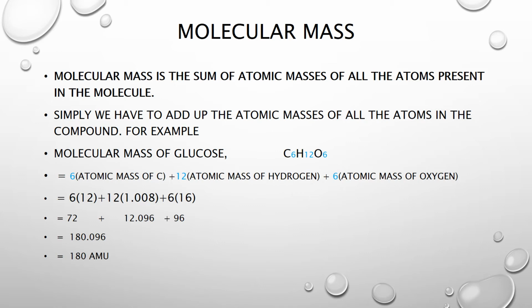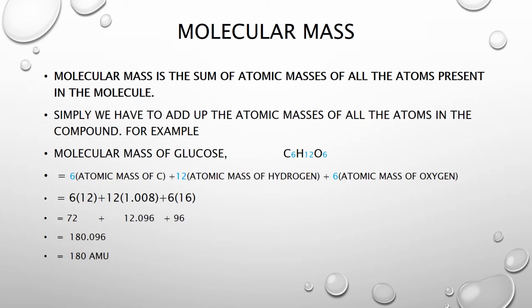Just like in glucose, you can see the molecular formula is C6H12O6. Here 6, 12 and 6 I have written in blue color. You can see clearly, these are the number of atoms present in this: 6 atoms of carbon, 12 atoms of hydrogen and 6 atoms of oxygen. So what we have to do to calculate the molecular mass? We will add up the atomic mass of all the atoms present in this molecule.